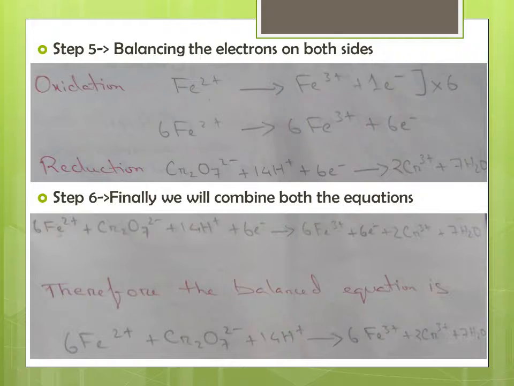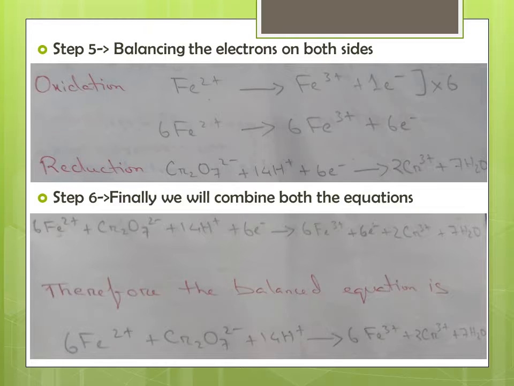In step 5, we will be balancing the electrons on both the half cells. Understood? Now, before seeing the oxidation half cell, just go to the reduction half cell. In the oxidation half cell, we have Fe2+ yields Fe3+ plus 1 electron. In the reduction half cell, we have Cr2O7 2- plus 14H+ plus 6 electrons. So in the oxidation half cell we have only 1 electron, and in the reduction half cell we have 6 electrons.